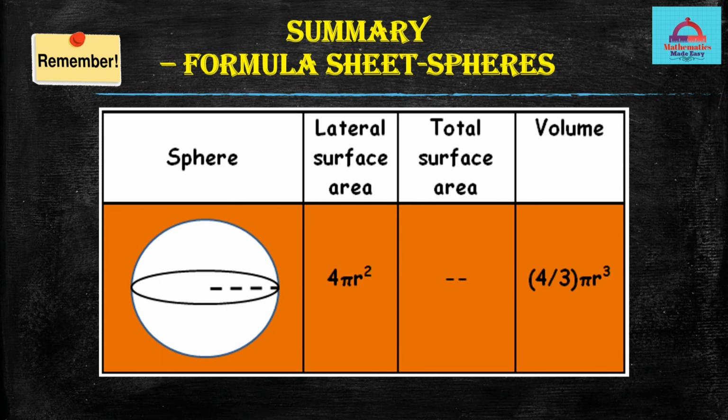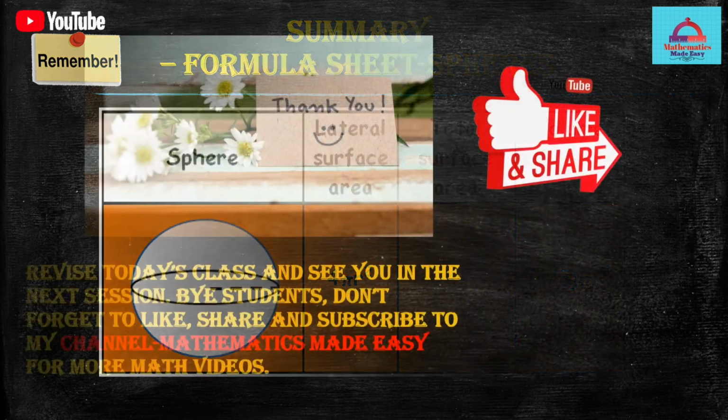Let's summarize today's session with this formula sheet that would help you to solve any question that comes in your exam on the topic of spheres. The formula to find the surface area of a sphere, as we've seen in today's lesson, is 4 pi r square. And as I told you in the beginning, there is no difference between the lateral surface area or the total surface area for a sphere. It is going to be exactly the same. And then finally for volume, the formula is 4 by 3 pi r cube. So remember these and use them while solving questions.